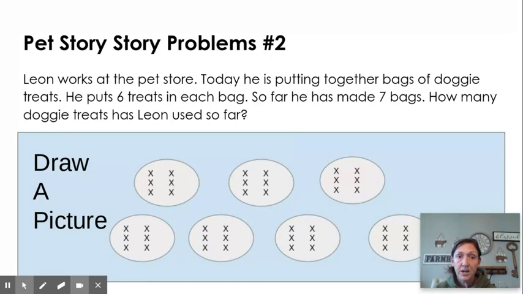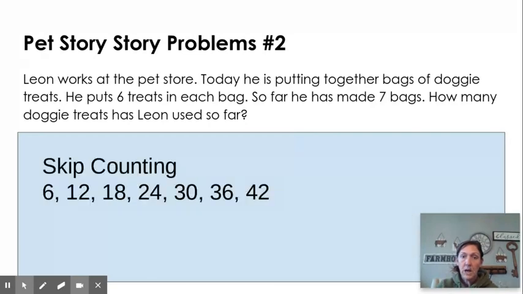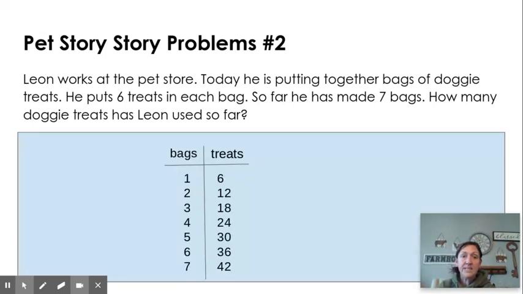Here, I drew a picture. This reminds me of loops and groups. I have 7 groups, and in each group, there are 6 treats. This one I skip counted. 6, 12, 18, 24, 30, 36, 42. I counted by 6s 7 times. And here I made a table. Each bag has 6 treats. So I made 7 bags and added 6 treats to each, showing me that 7 bags would have 42 treats.